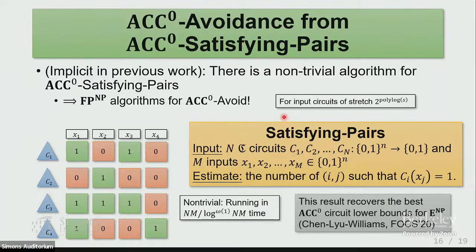Just think of some non-trivial parameter setting for which the FP to NP algorithm works. And this result also recovers the best ACC0 circuit lower bounds because our result is a generalization of the previous result. Don't you use that lower bound to get your algorithm? Yeah, we at least use your techniques, and maybe some new things.